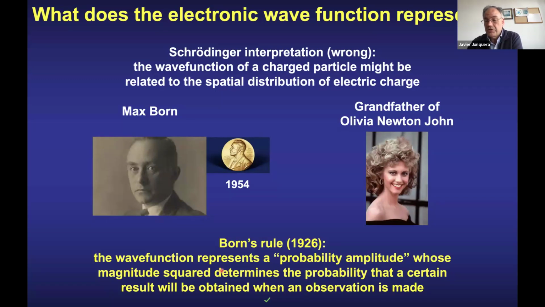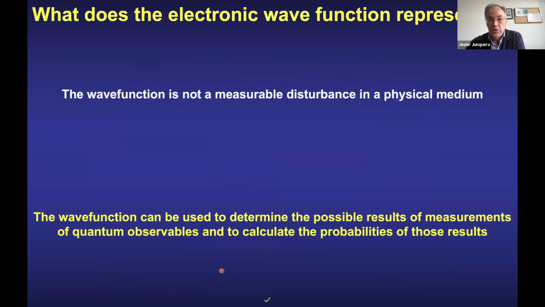So what Max Born was saying was that the modulus square of the wave function is the thing that represents the probability. The wave function is not a measurable disturbance in any physical medium. The wave function can be used to determine the possible results of measurements of quantum observables and to calculate the probabilities of those results.